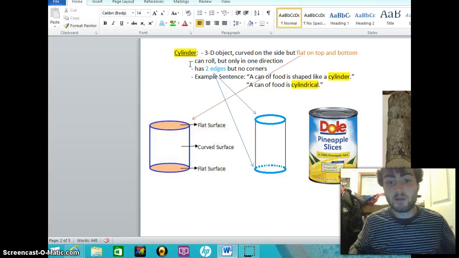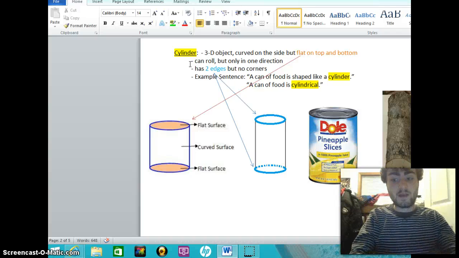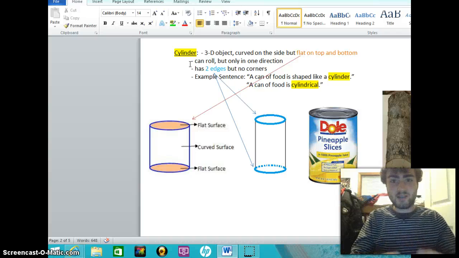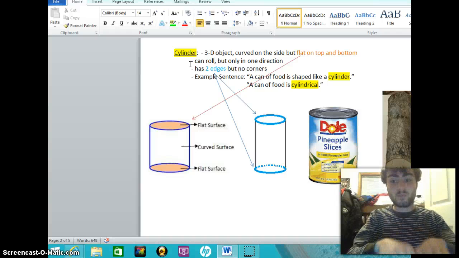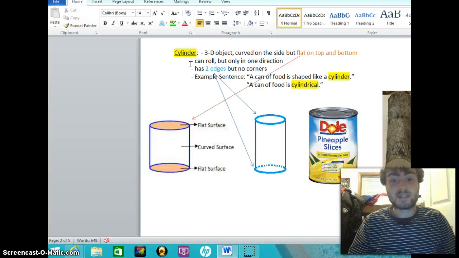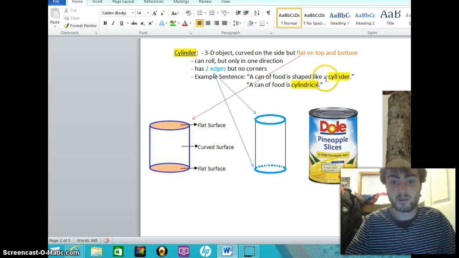Cylinder. When you hear the word cylinder, I want you to do this, and imagine you are rolling a cylinder forward and backward. Cylinder. Let's use this in a sentence. A can of food is shaped like a cylinder. Or you could say, a can of food is cylindrical.